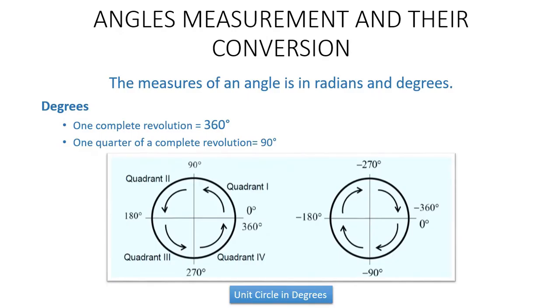The measure of an angle is in radians and degrees. This figure shows the unit circle in degrees, where one complete revolution is equivalent to 360 degrees. A quarter of a complete revolution is equivalent to 90 degrees. This figure shows that the direction of the angle is a counterclockwise rotation, therefore it is a positive angle. As for this figure, the direction of the angle is a clockwise rotation, therefore we have a negative angle.